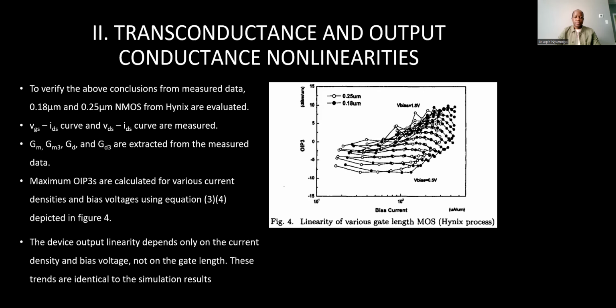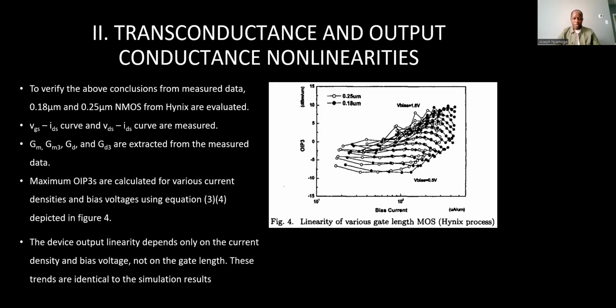To verify the above conclusions from measured data, 0.18 micrometer and 0.25 micrometer NMOS from high-nets are evaluated. VGS-IDS curve and VDS-IDS curve are measured. GM, GM3, GD, and GD3 are extracted from the measured data. Maximum OIP3s are calculated for various current densities and bias voltages using equation 3-4 depicted in figure 4.